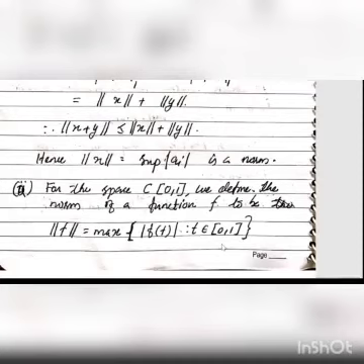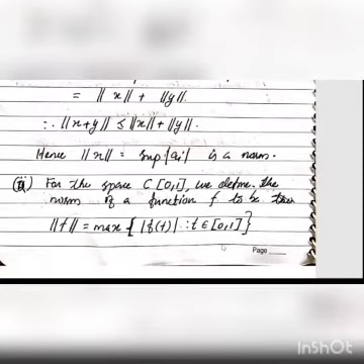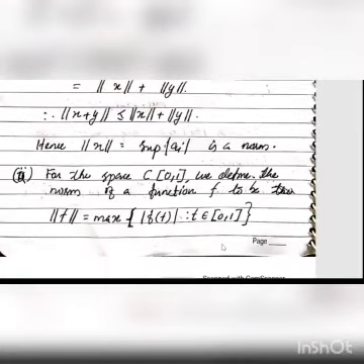Now for the second example, consider the space C of the closed interval 0, 1. We define the norm of the function f to be the maximum of mod f of t, where t belongs to the closed interval 0, 1. We are defining it as the maximum. Now this will become a norm.